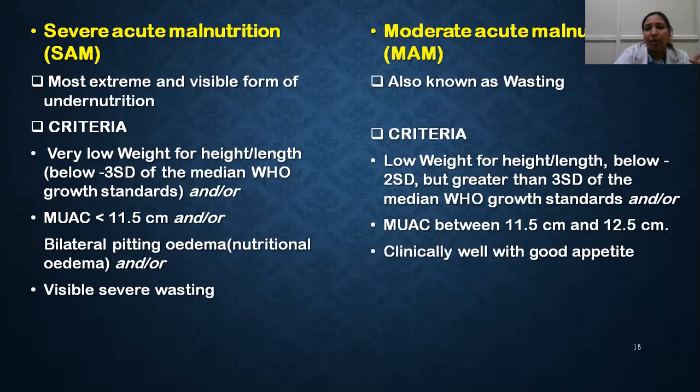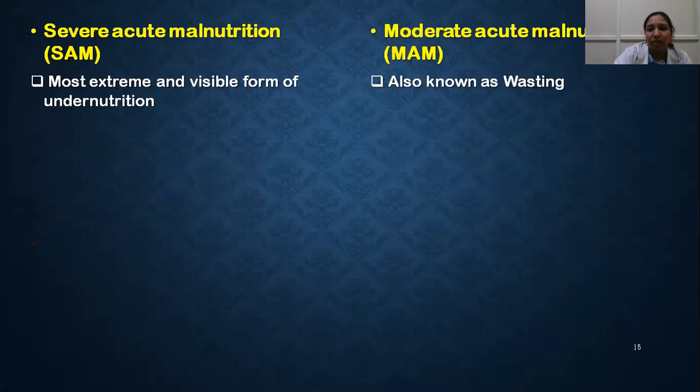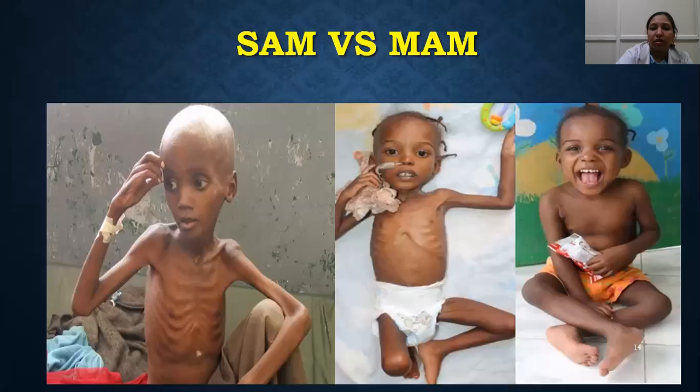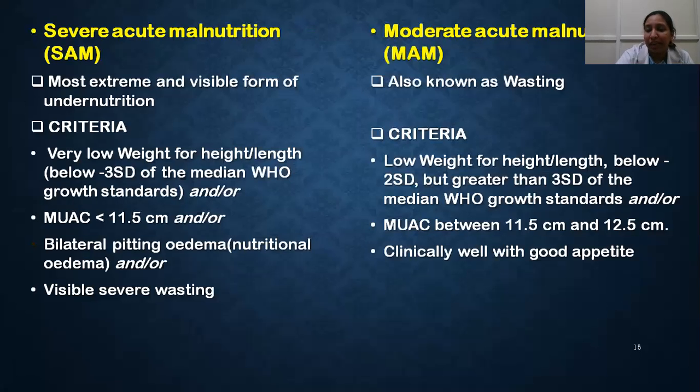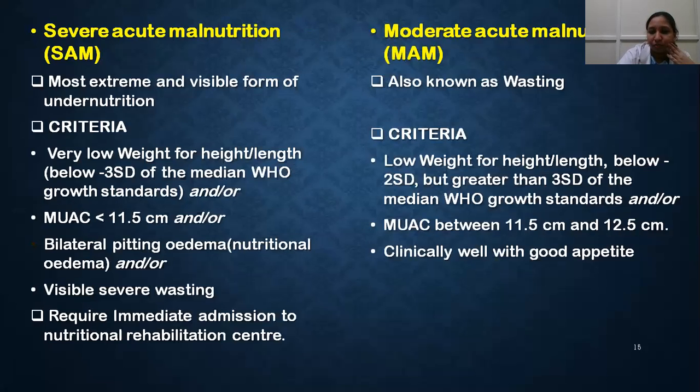And in moderate acute malnutrition, the child is clinically well. So here you can see the child is okay, not so ill. You can make out that he looks clinically well, and he also has a good appetite. Okay, so how do you manage the SAM child?